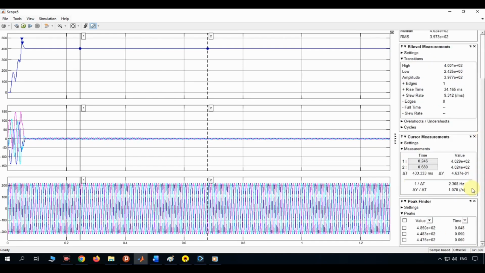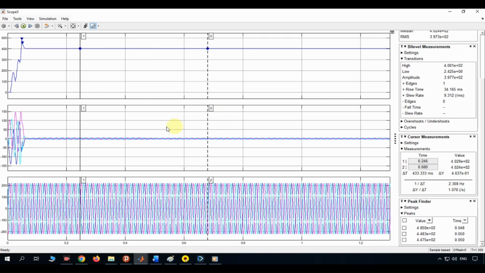The cursor measurements at the bottom of the statistics panel confirm just how stable the voltage becomes later in the simulation. At 246 milliseconds, the voltage measures about 402.9 volts. Later, at 680 milliseconds, it measures about 402.4 volts. Between these 2 points, spaced about 433 milliseconds apart, the voltage changes by less than half a volt. This extremely small variation shows that the voltage-oriented control loop is successfully holding the DC link voltage steady, well after the initial startup transient has settled.